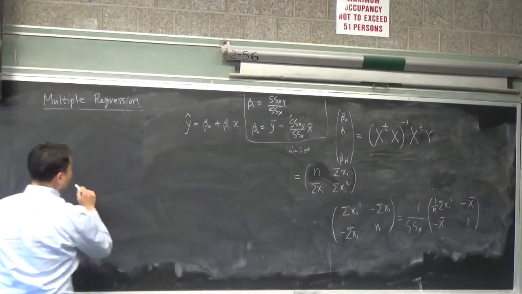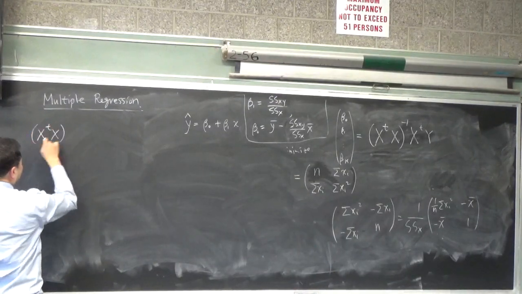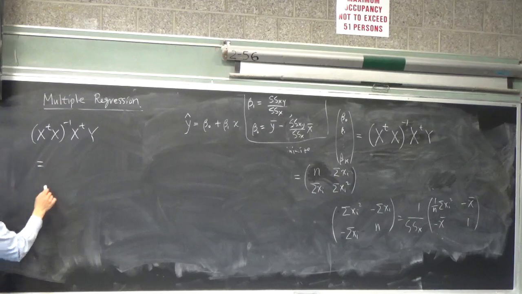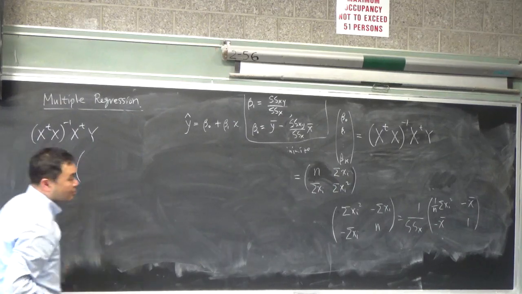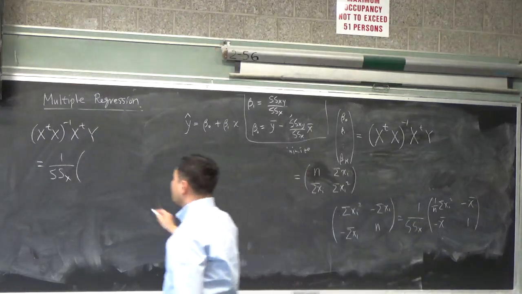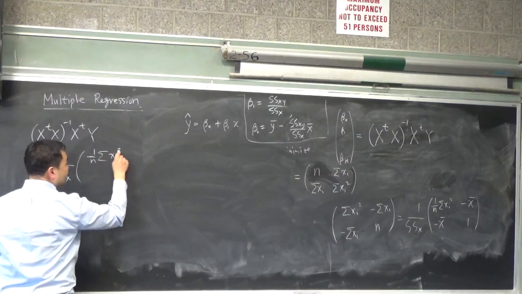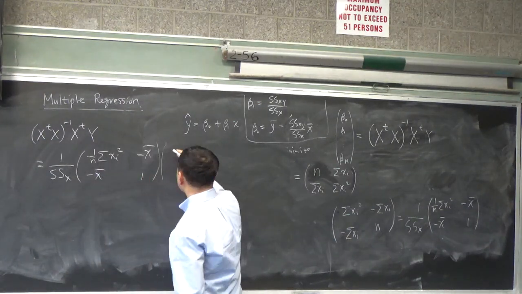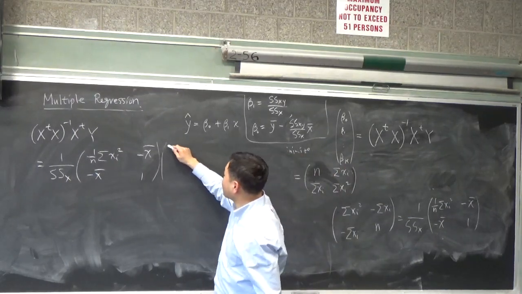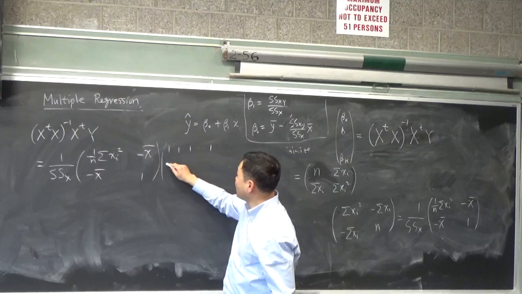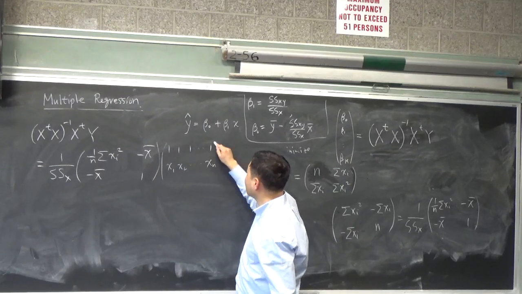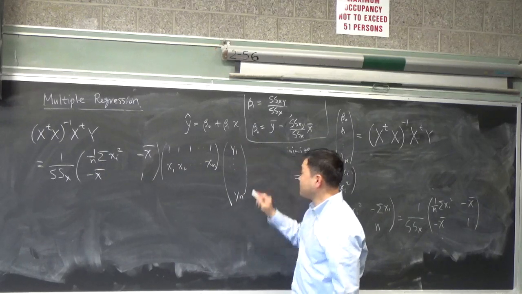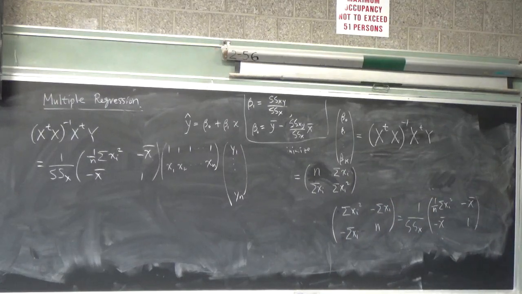Okay. So what I have is (X transpose X) inverse times X transpose Y, which is going to be equal to 1 over the sum of squares of x, times 1 over n sum of xi squared, minus x bar, 1, times... and then X transpose is this matrix 1, 1, 1, and then x1, x2, xn. That's the X transpose, and then Y is y1, and so on, to yn. Okay, so that's the Y matrix.